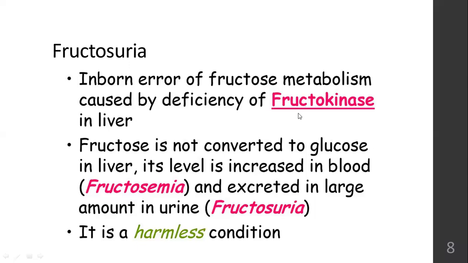So when fructose cannot get converted into glucose, it will remain high in your blood, causing fructosemia. Okay, and since there is too much fructose in blood, your kidneys are trying to bring back the balance by excreting that excess amount of fructose, causing fructosuria. Okay, semia is in blood, uria is through urine. It's usually a harmless condition. Not many severe side effects are seen here as compared to phenylketonuria and galactosemia. Compared to those two situations, this is not that disastrous.